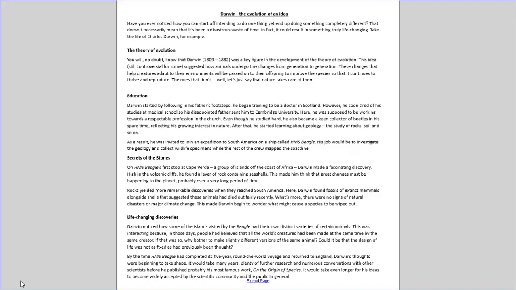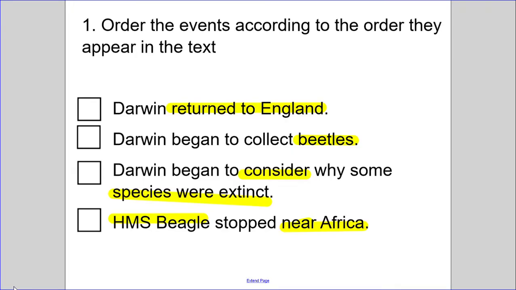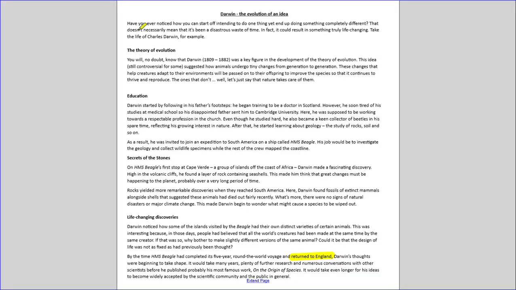So, returned to England. I'm going to need to do a lot of skimming and scanning here, although I could remember that he was on the voyage for most of the text, so when he returned to England is probably quite near the end. Here we go. Returned to England. Okay, next one was began to collect beetles. Again, I'm probably going to remember that was relatively near the beginning. I'm looking for collector of beetles. There we go.